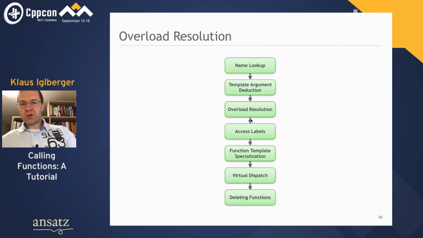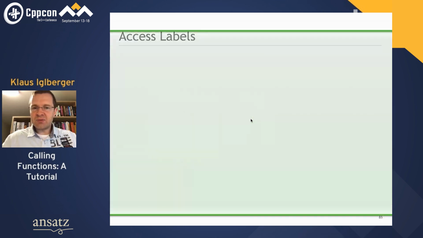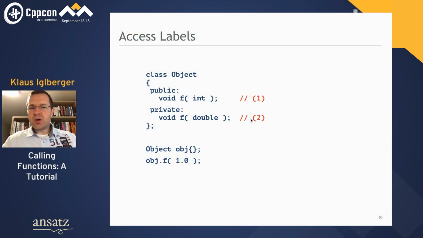Which brings us to the access labels, which may seem a little boring, but surprisingly, there's a lot that we have to consider as well. And this is one of the examples that is also confusing for beginners in C++. I have a class called object, which comes with two functions f. The first function f is in the public part and takes an integer, my function 1 again. Then I have a second function f that takes a double. That one is declared in the private section of this object, my function 2.